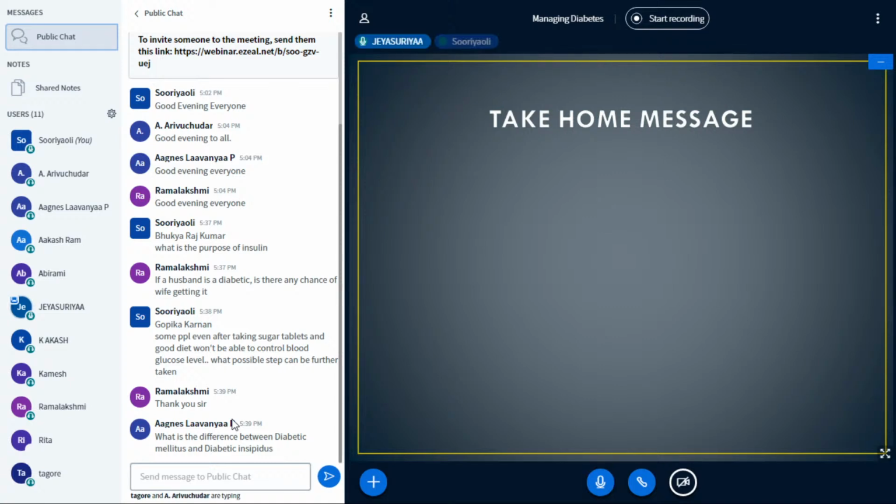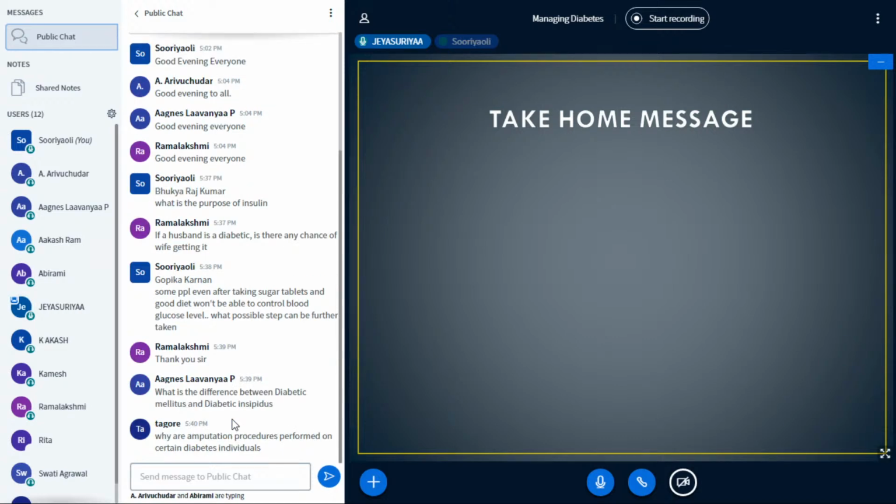Yeah, happy evening, Ms. Lavanya. What is the difference between diabetes mellitus and diabetes insipidus? First of all, as I mentioned earlier, diabetes mellitus is more dependent on insulin. Either the pancreas is not able to secrete insulin, or the cells are not able to take up the glucose as they lose the receptors for insulin. As in the lock and key concept I mentioned earlier, insulin takes up the glucose from the circulation and puts it into the cell.